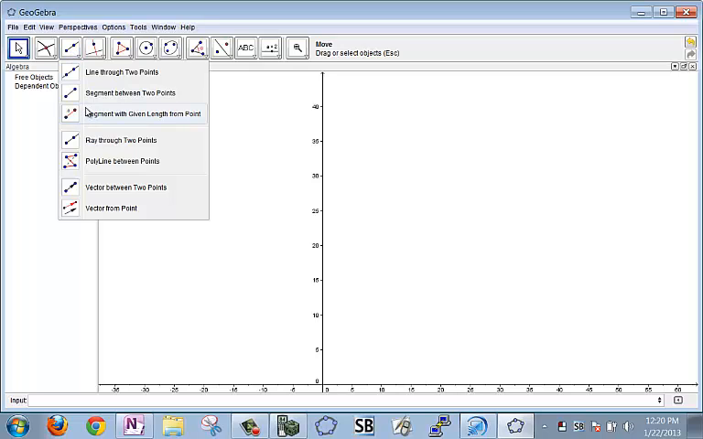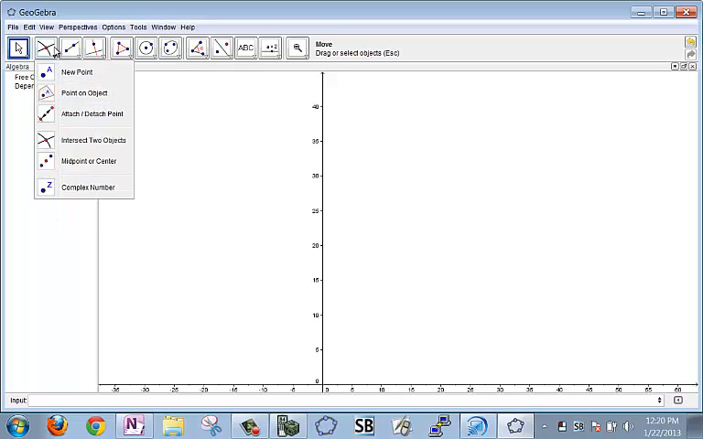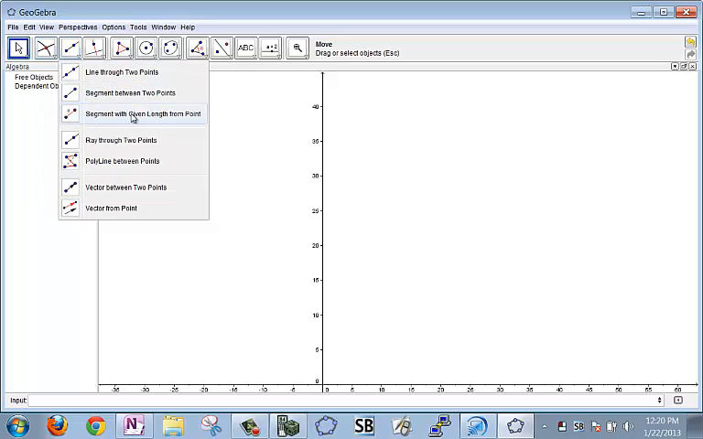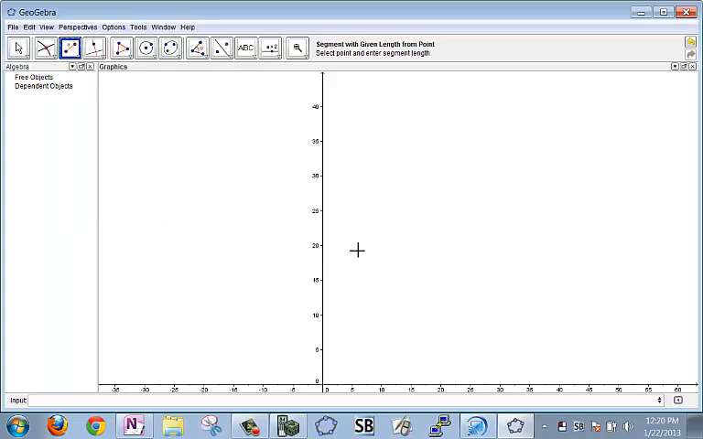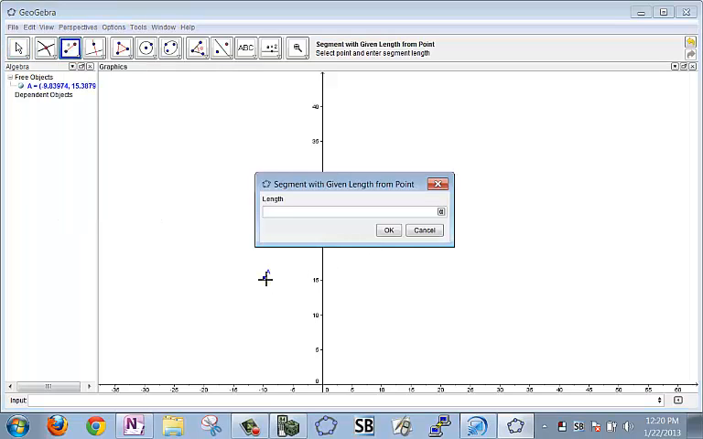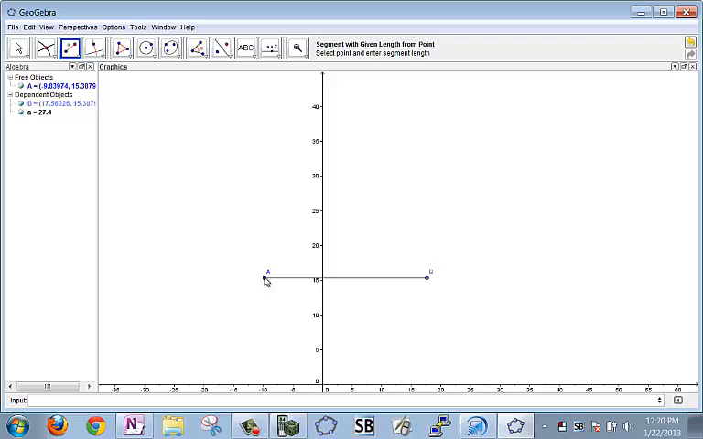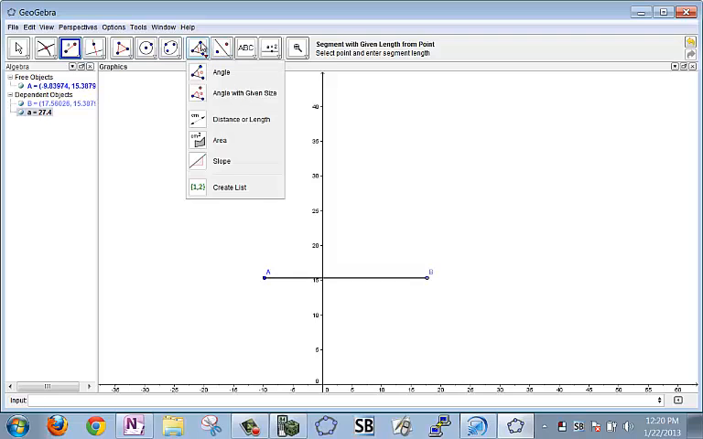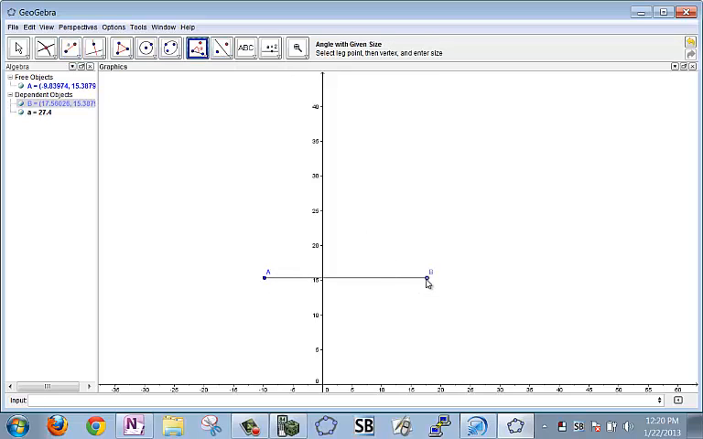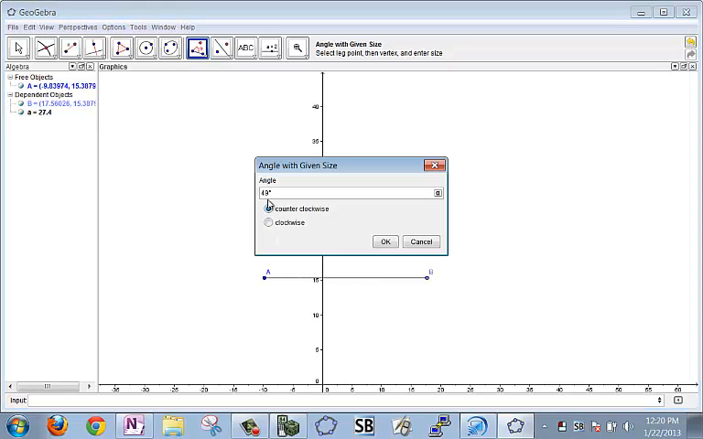Shh. So under the lines, line segments, and rays menu, you can find segment with given length from a point. So I can click and say, what was the length of the line segment that was given to us? So I can say 27.4. Boom. Then under the angles menu, I can say angle with given size. So I can say, okay, what was one of the angles given to us? 102.3.